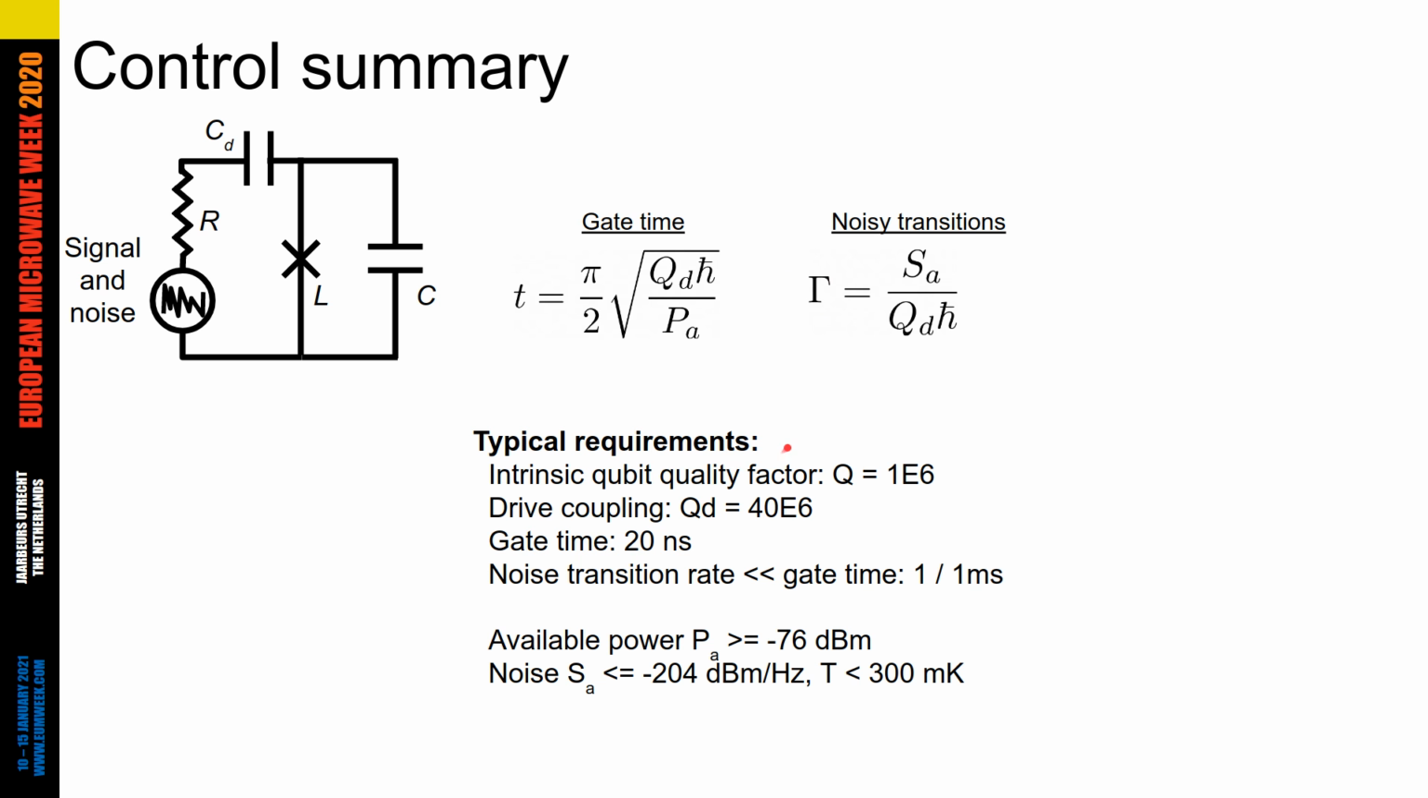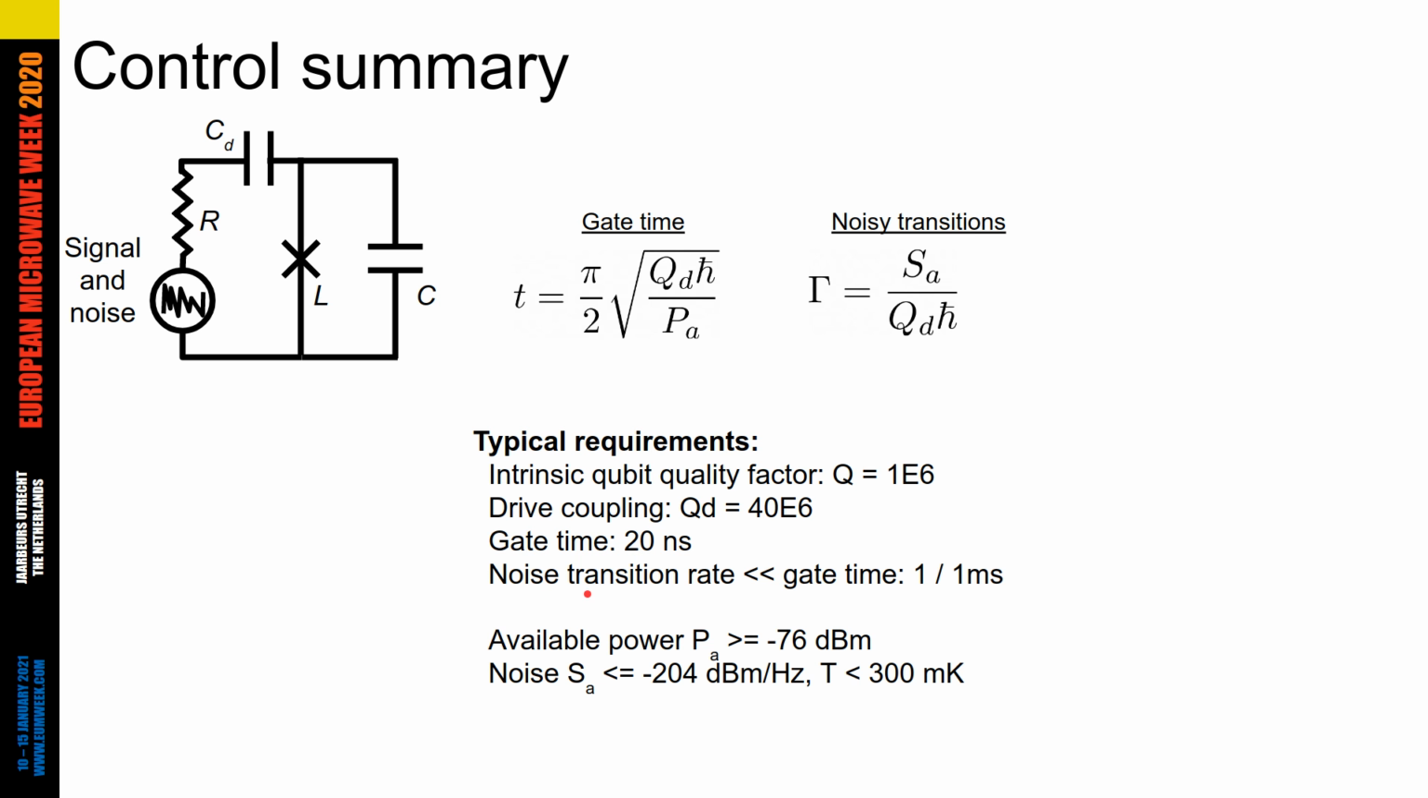Typically, the intrinsic quality factor of the qubit is around 1 million, and we'd like the drive coupling Q to be significantly larger so that the qubit's Q is limited by internal effects and not from the drive. So typically we pick the drive coupling to be around 40 million. We want a gate time of about 20 nanoseconds and a noise transition rate that's significantly less than the gate time. So typically we pick something like 1 over a millisecond.